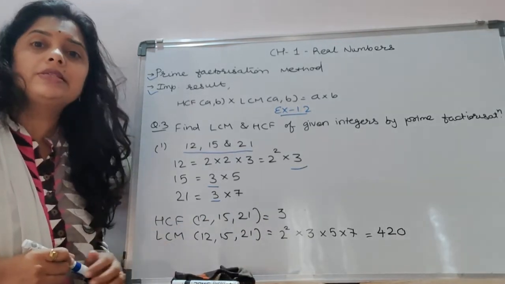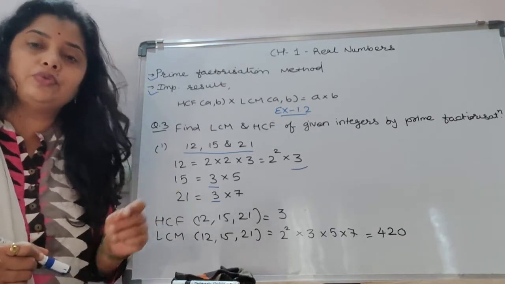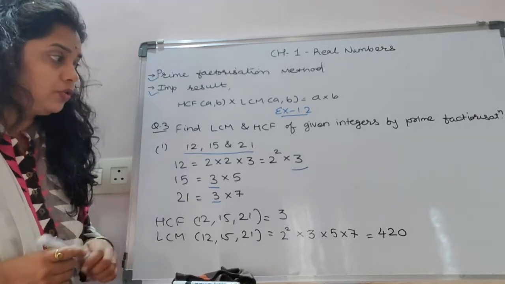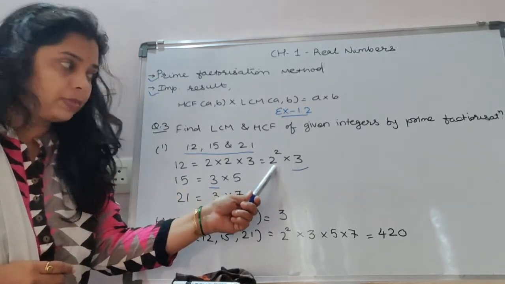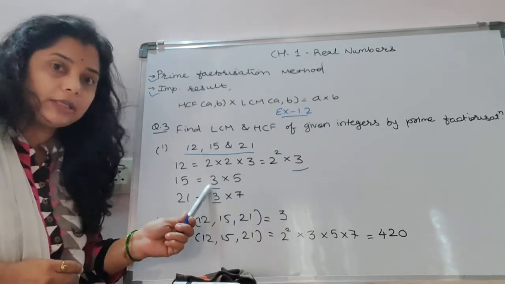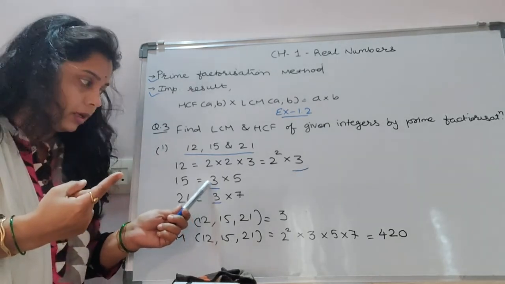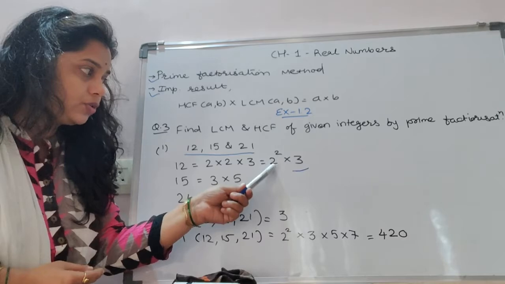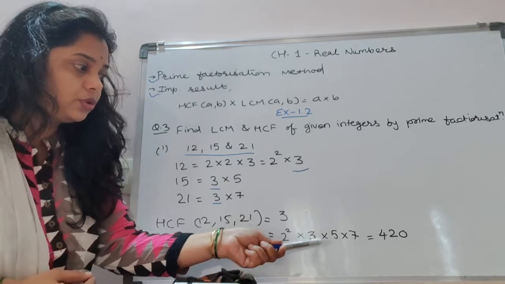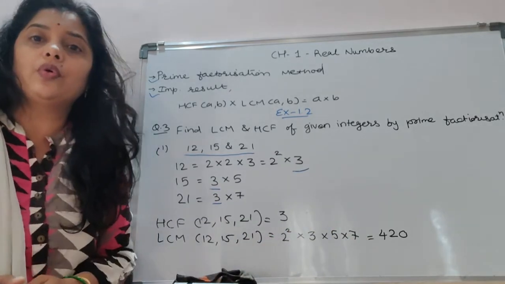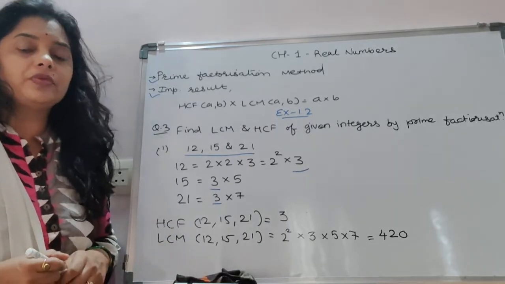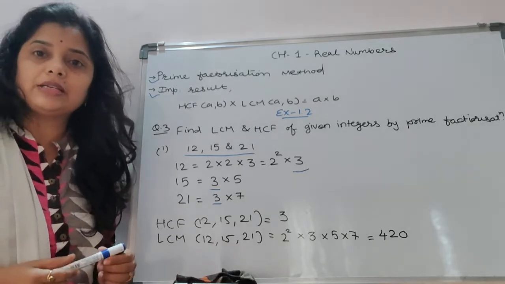What about LCM? Least common multiple: we take all numbers with maximum power. So we take 2 raised to 2, and 3. 3 already comes once, so we should not take it again a second time. So it is 2 raised to 2 into 3 into 5 into 7, which is equal to 420. Like this, we find the HCF and LCM of 3 integers by the prime factorization method.